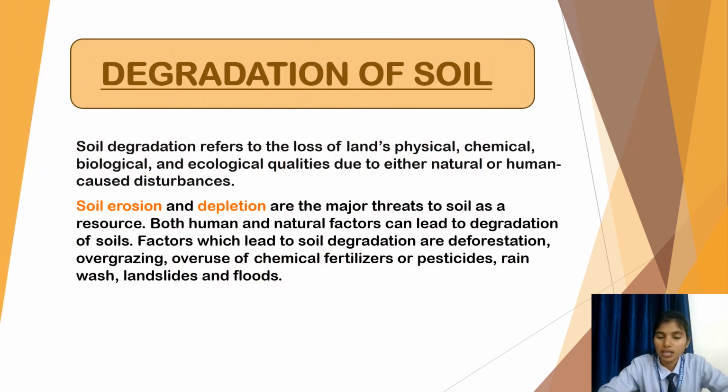Next is degradation of soil. So basically, students, soil degradation refers to the loss of land's physical, chemical, biological and ecological qualities due to natural and human-caused disturbances. There are 2 types of degradation of soil. First is soil erosion and the other one is soil depletion. These are the major threats to the soil resources that are caused by human or natural factors.